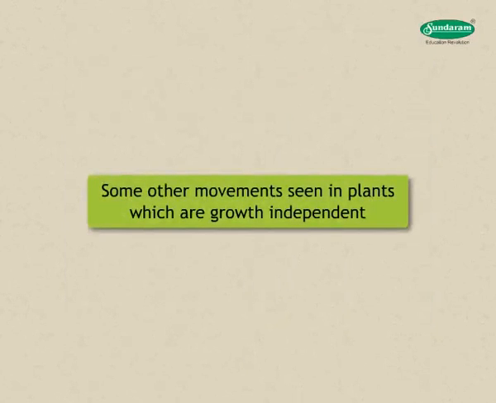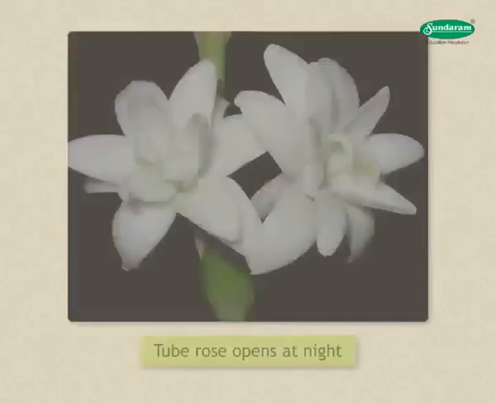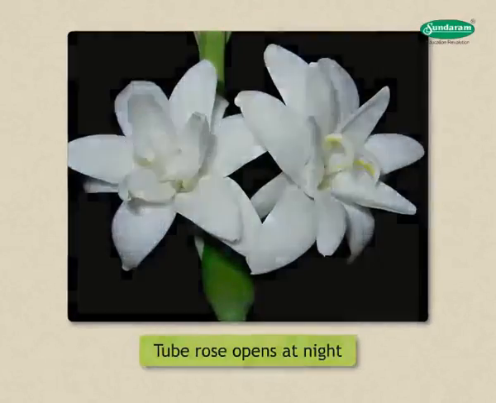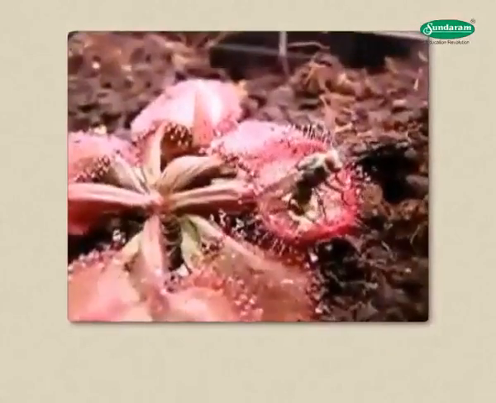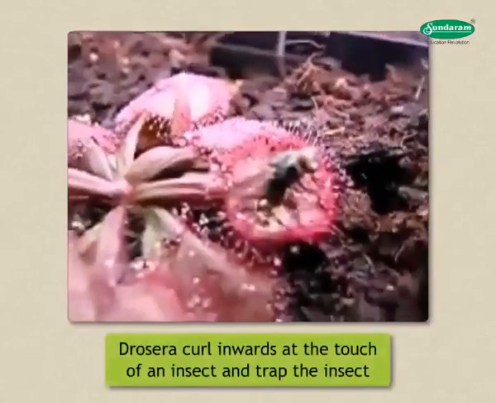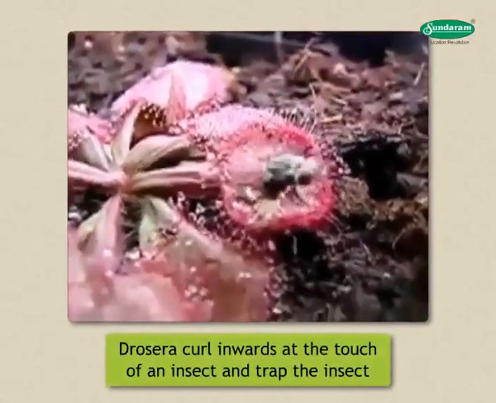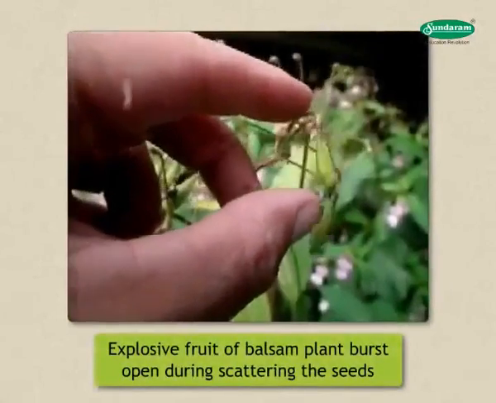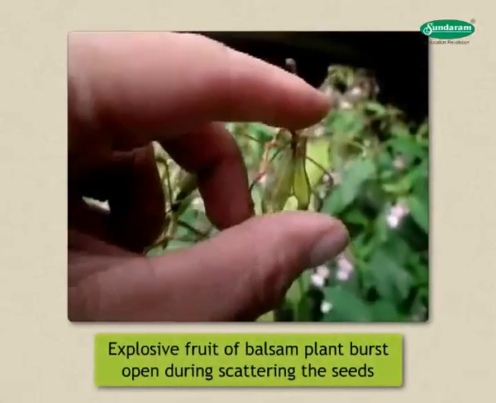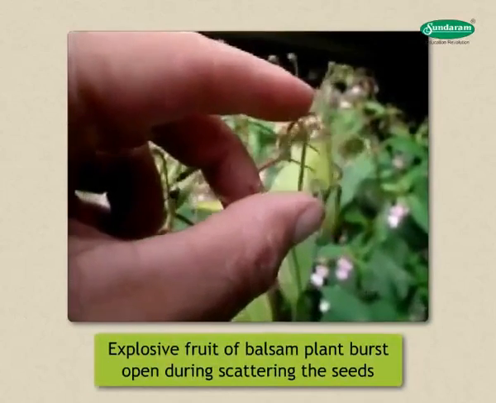Some other movements seen in plants which are growth independent are lotus opening in the morning and the tuberose at night. The tentacles on the leaves of the insectivorous plants like Drosera curl inwards at the touch of an insect and trap the insect. The explosive fruit of balsam plant bursts open at appropriate time, thus scattering the seeds.